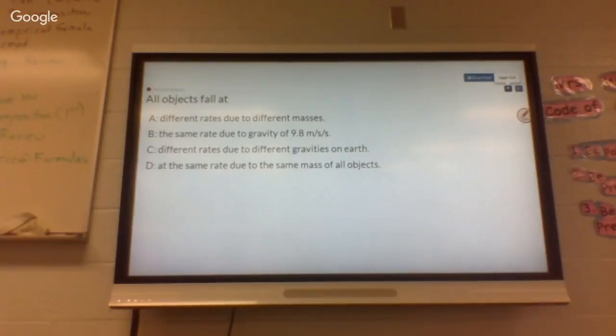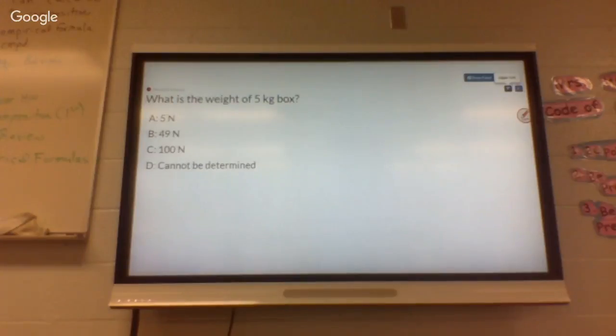So, when we look at that, all objects fall at what rate? 9.8, and is due to gravity. All right, what's the weight of a box? It's D.